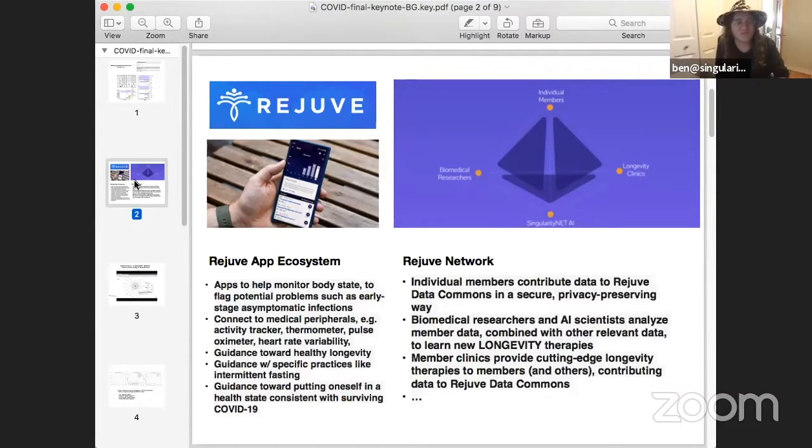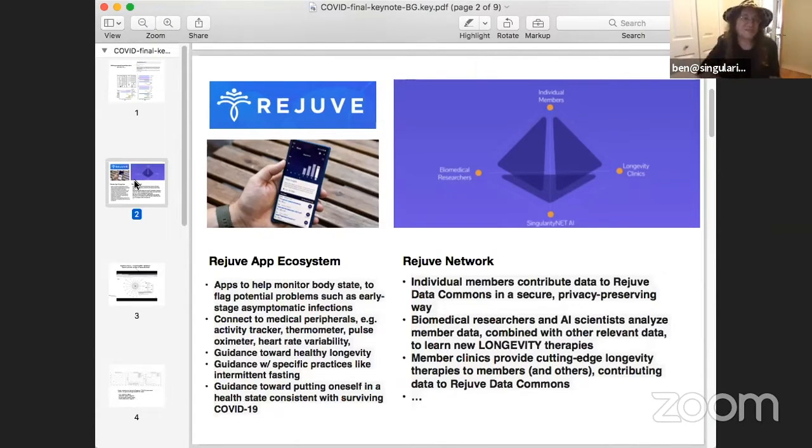But if you want to live as long as possible, it's interesting to monitor how your body is doing and feed information about your body state into an AI that can flag any problems early, so that you can do something about them, so they won't impede your path to as long a lifespan as possible.